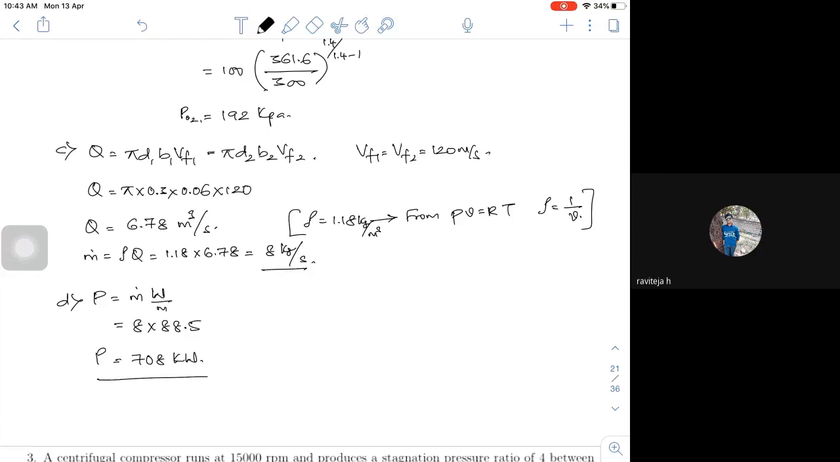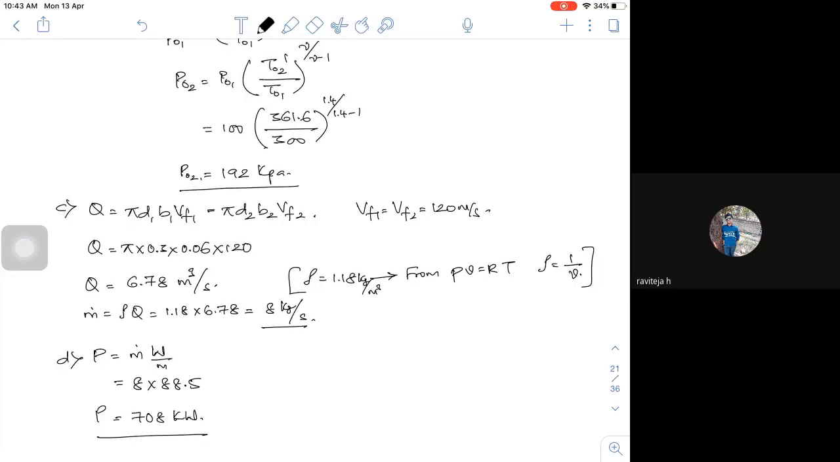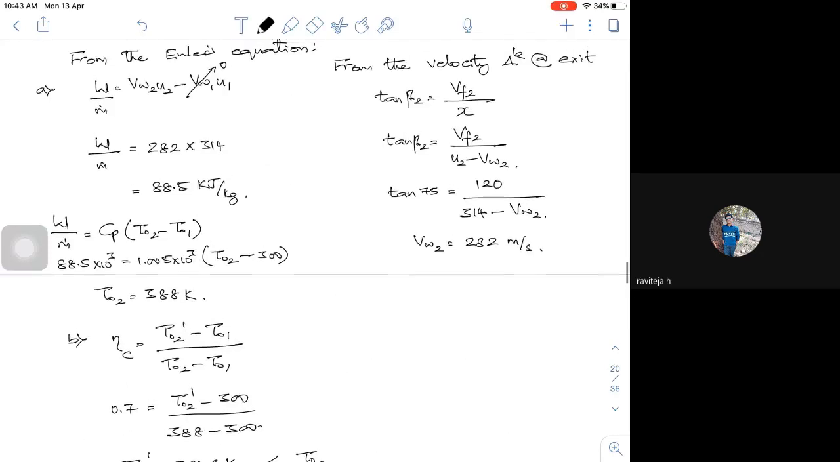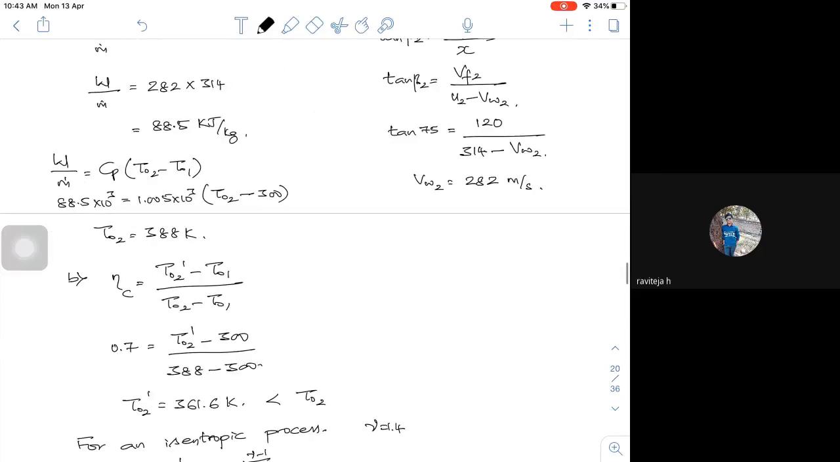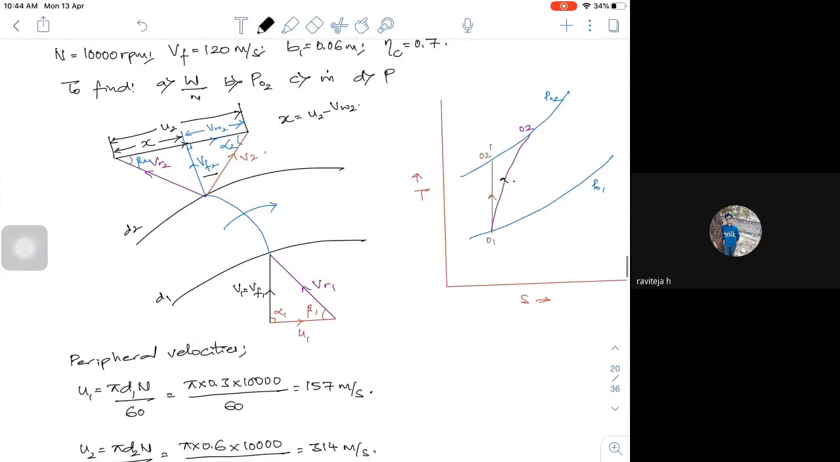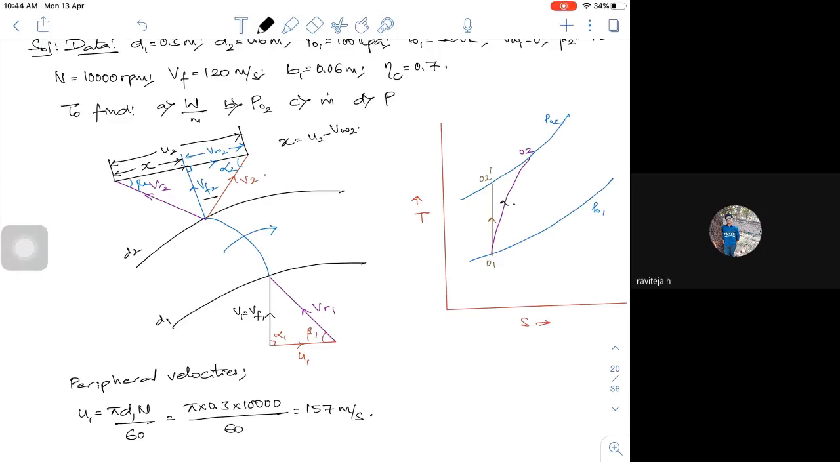Fine. And my pressure is around 192 kilopascals, and the corresponding specific work is around 88 kilojoules per kg. So I got all the 4 unknowns for a condition where my beta 2 is less than 90 degrees, which is 75 degrees. In the numericals, these are the conditions we may get.